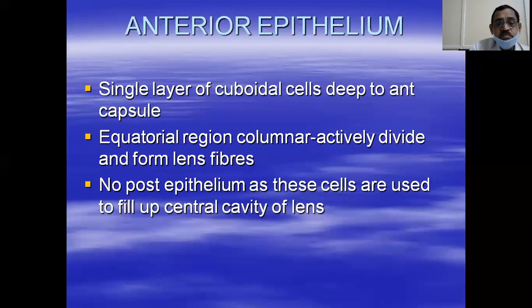Anterior epithelium is again a single layer of cuboidal cells, which lies deep to the anterior capsule. And in the equatorial region, the epithelial cells are columnar, and they actively divide and form lens fibers. No posterior epithelium is there because the cells are used for filling up the central cavity of the lens.